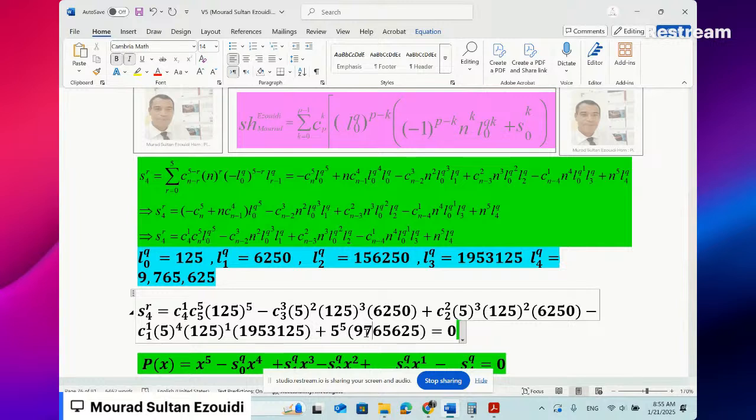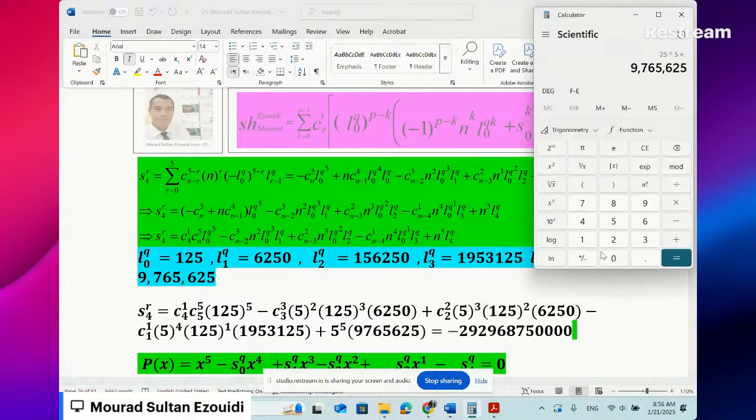This one is equal, my kids. Equal what? Negative 29292968750124. Yes, this is the value of S4. Okay, I will now calculate this one in corner view and we'll check.